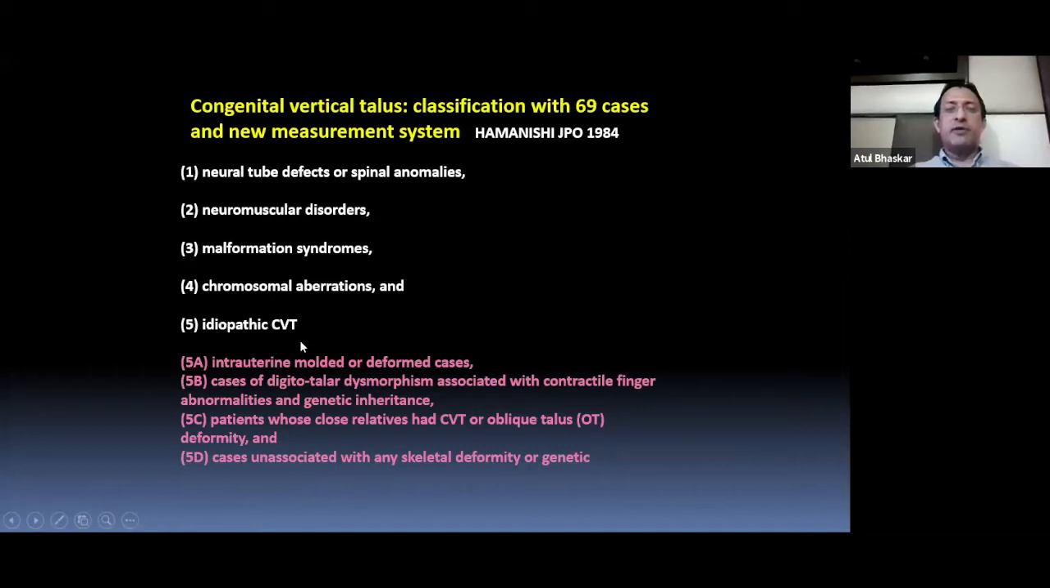So most of these children will fall into the idiopathic variety. I must say, out of the 100%, about 20% are idiopathic. 80% of vertical talus are usually associated with some kind of syndrome. So in the exam, you'll probably see one of these. It's very rare to get idiopathic club foot.